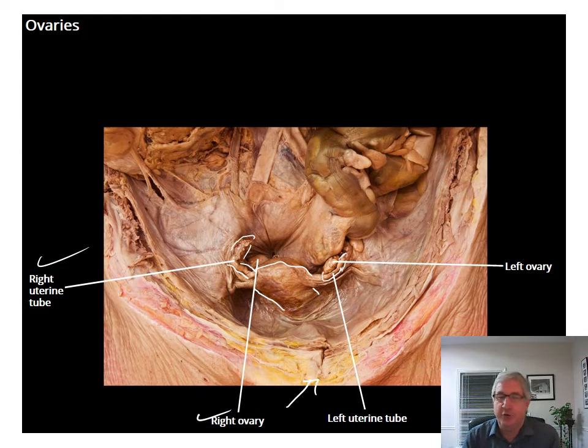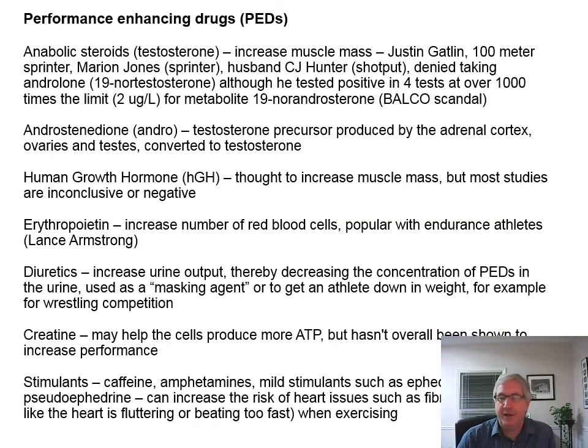Anyway, there's a nice view of the ovaries there. All right, next slide. So, the last thing I want to talk about was performance enhancing drugs. Since we're talking about hormones, what are they? Well, you have anabolic steroids, testosterone. You can use those to increase muscle mass.